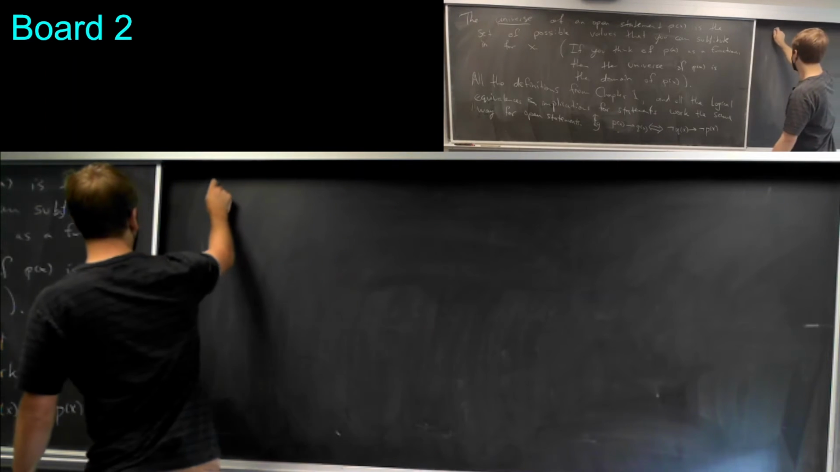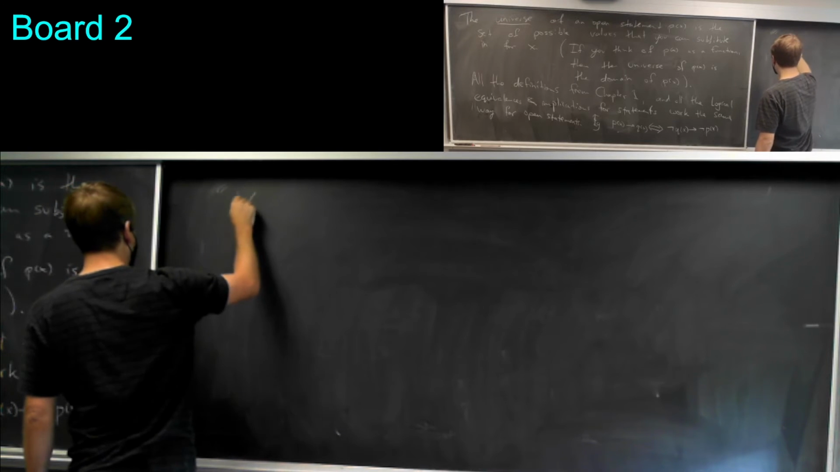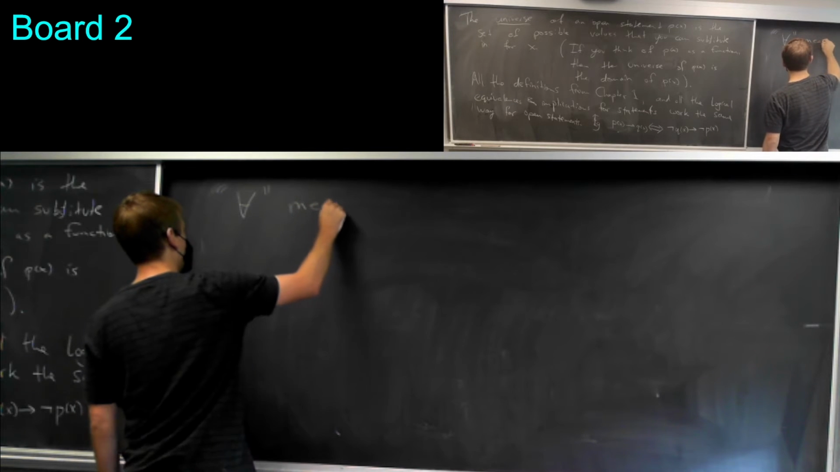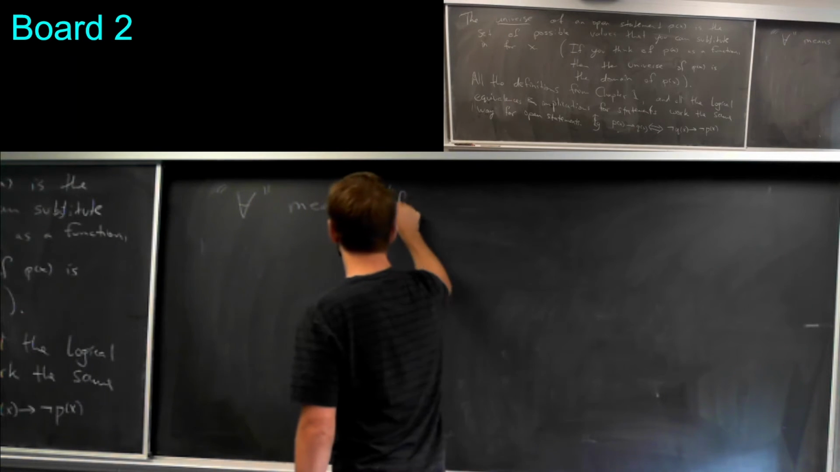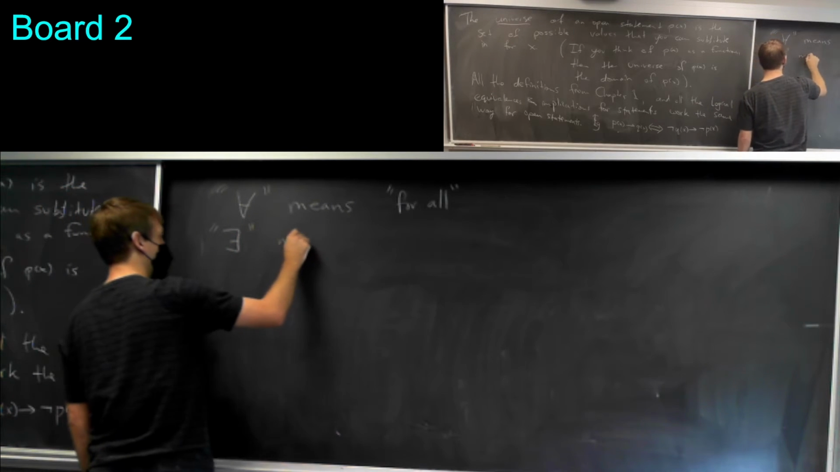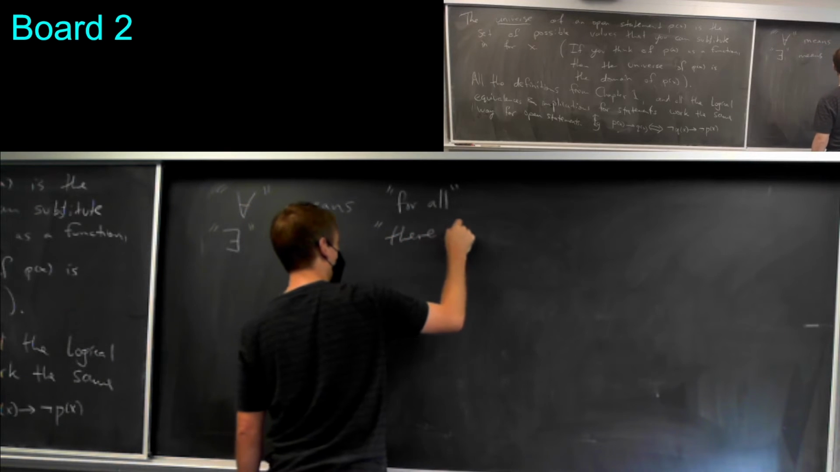So let's introduce some notation. If I put an upside down A, it means for all. A backwards E means there exists.